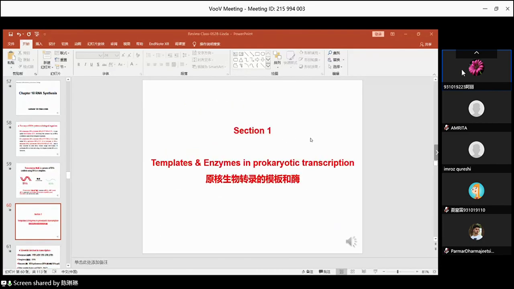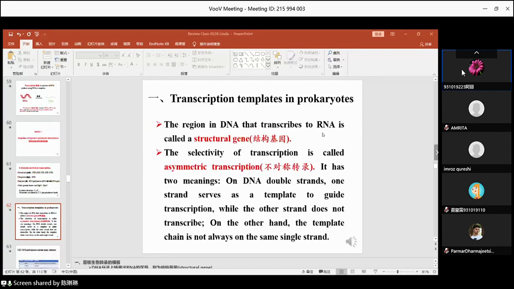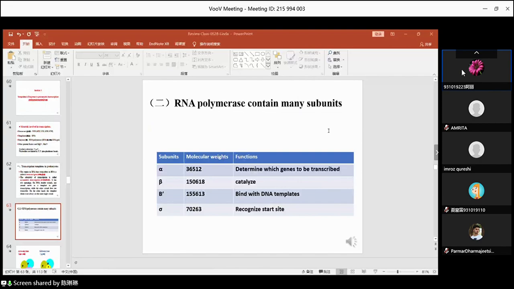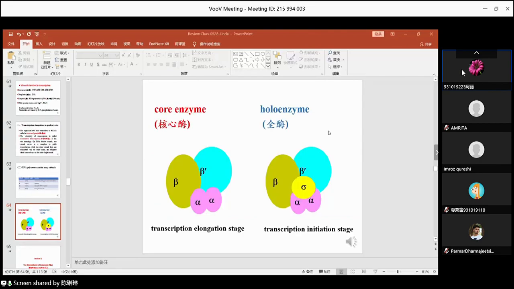And next, in section 1, you should remember the templates and enzymes in prokaryotic transcription. In this part, you should remember the RNA polymerase very clearly. The difference between the core enzyme and the holoenzyme of RNA polymerase is that the holoenzyme has an additional sigma subunit.